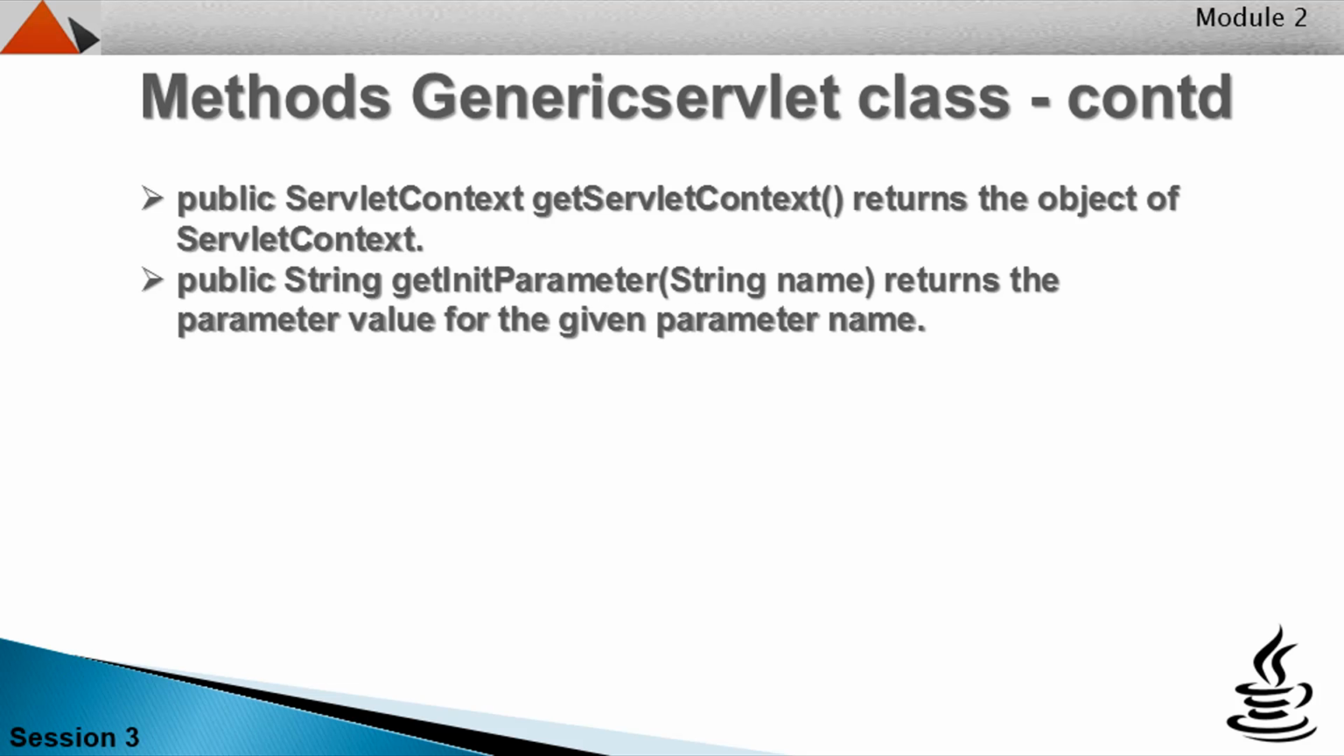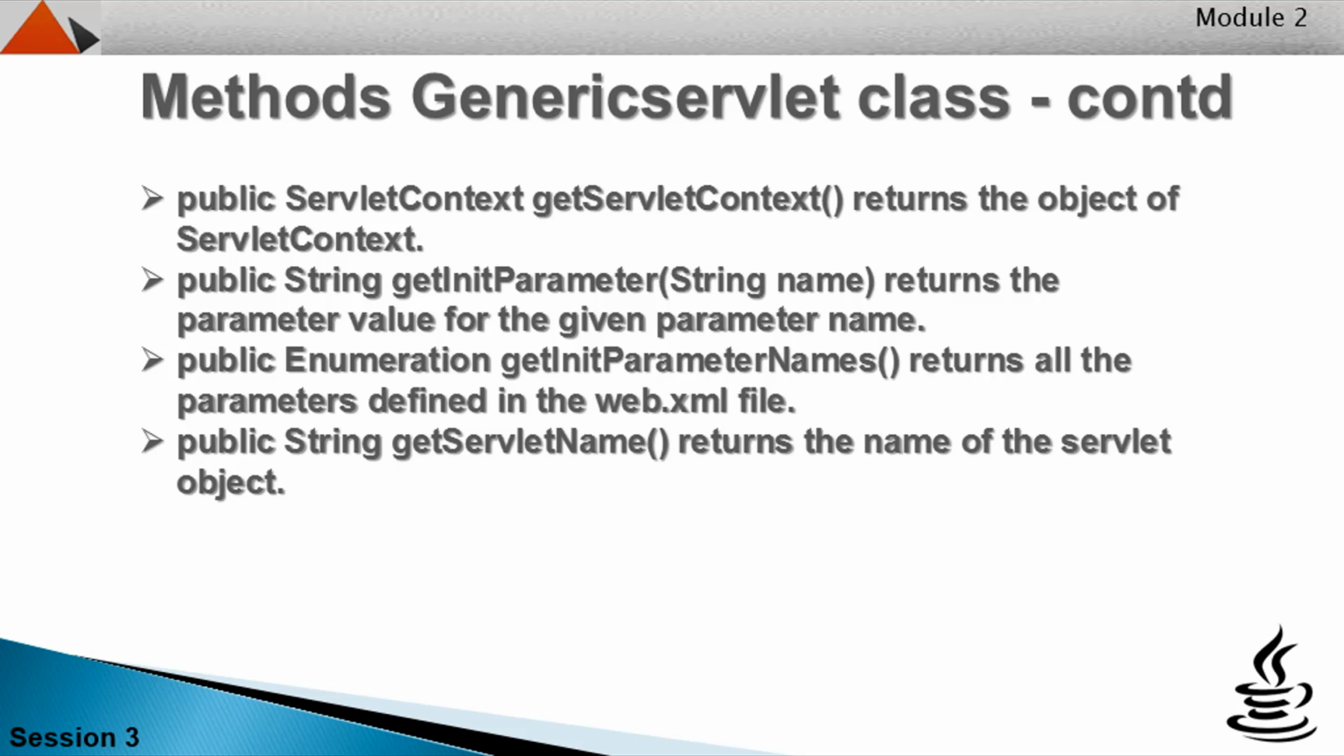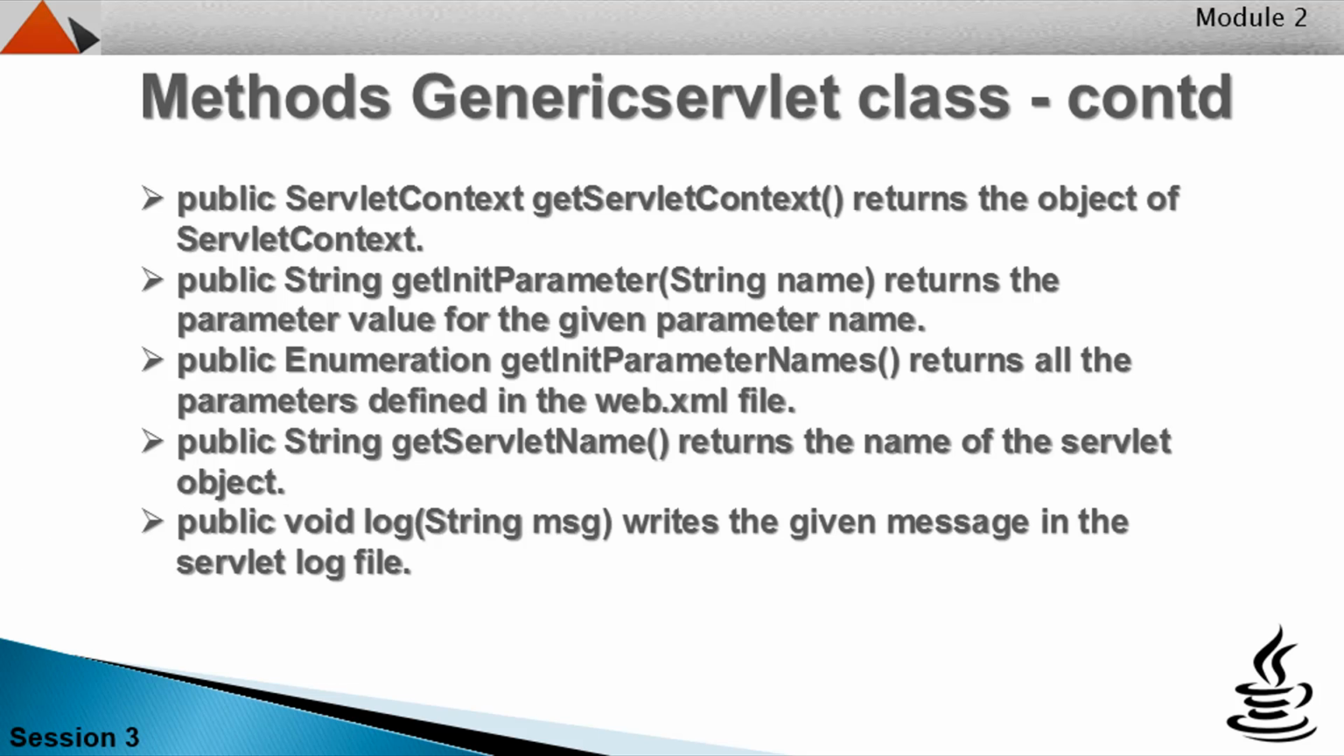public String getInitParameter(String name) method returns the parameter value for the given parameter name. public Enumeration getInitParameterNames() method returns all the parameters defined in the web.xml file. public String getServletName() method returns the name of the servlet object. public void log(String message) method writes the given message in the servlet log file.